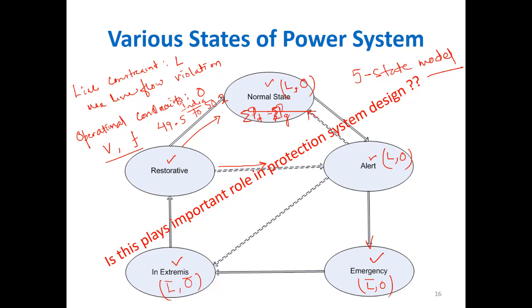Based on these various constraints and considering the characteristics of the various states, the protection schemes can be designed. So we call it system integrity protection scheme, SIPS sometimes. So that is system integrity protection scheme. Okay, so this is the 5-state model.